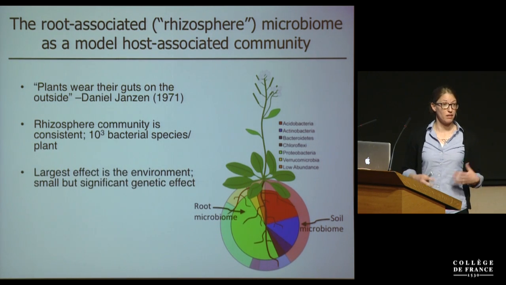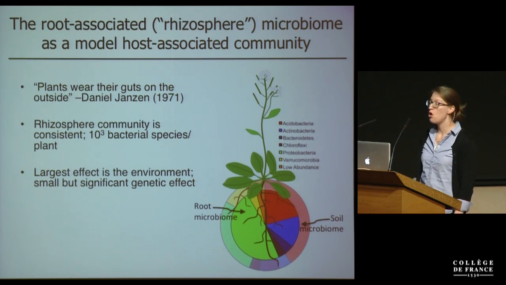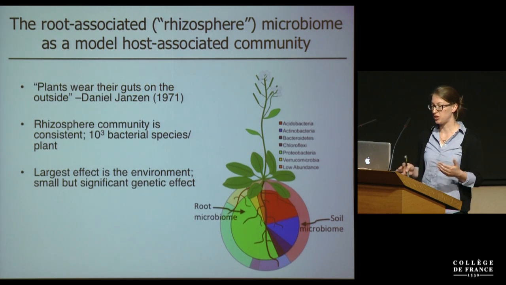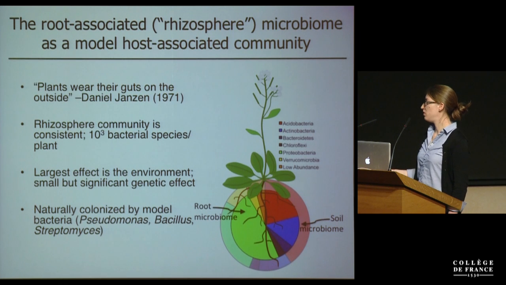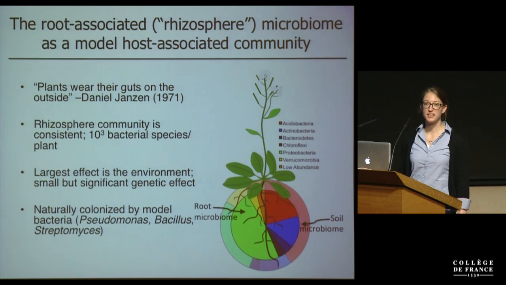And like the animal gut, the largest effect seems to be the environment, so the diet of the animal or the starting microbes in the soil in the case of plants. But there's a small but consistent genetic effect. If you take two closely related plants and put them in the same soil, you see consistent genetic changes. And plants are naturally colonized by model bacteria. This is an aerobic environment, and bacteria like Pseudomonas, Bacillus, and Streptomyces, which are a lot of our workhorse lab bacterial strains, are naturally associated with plant roots.